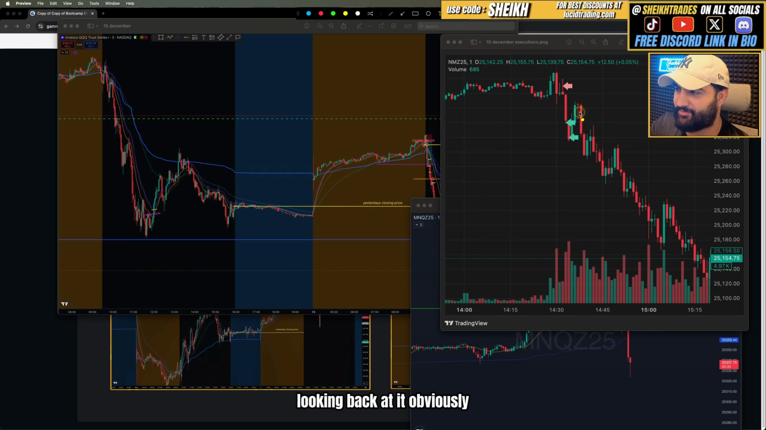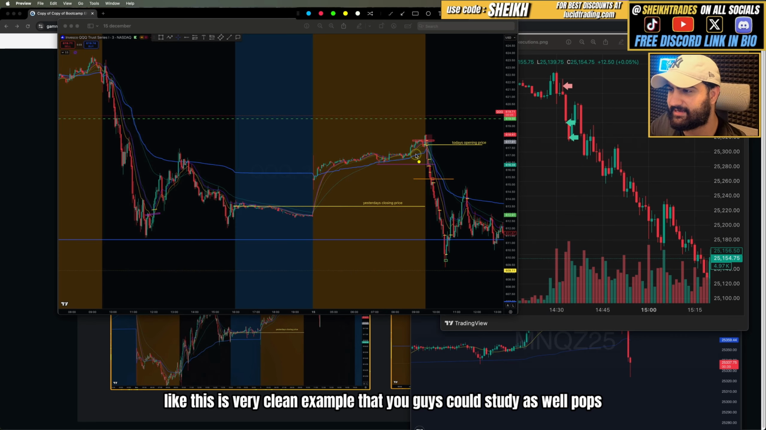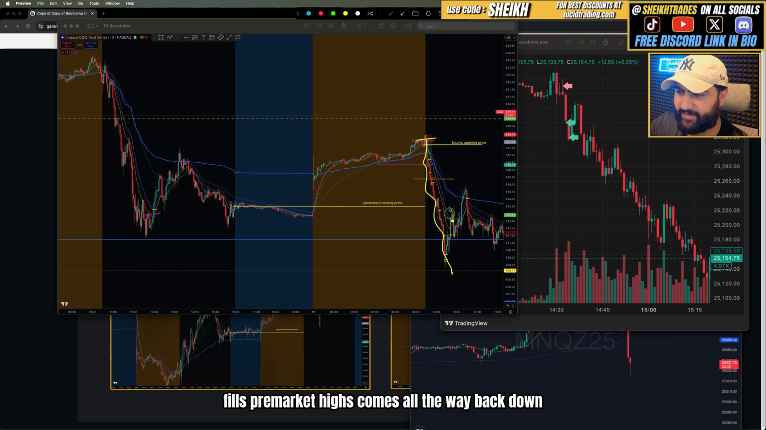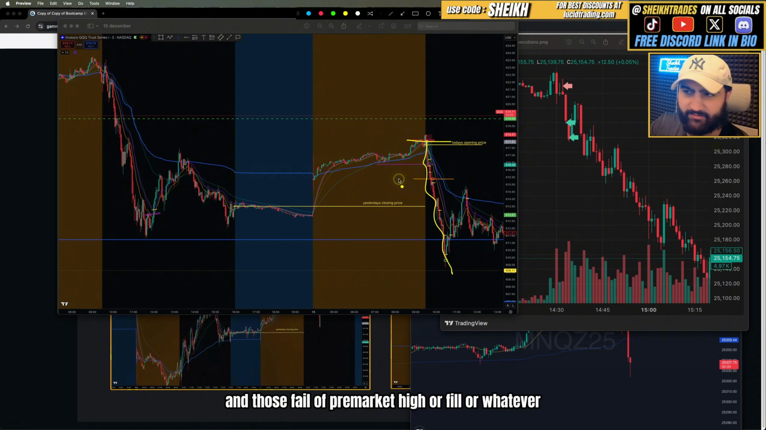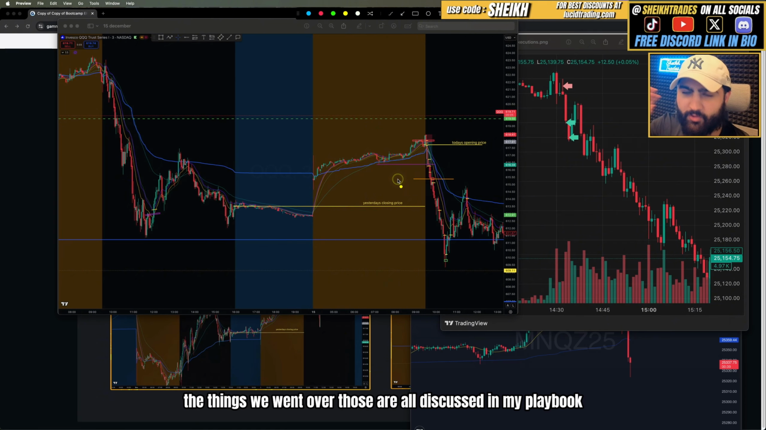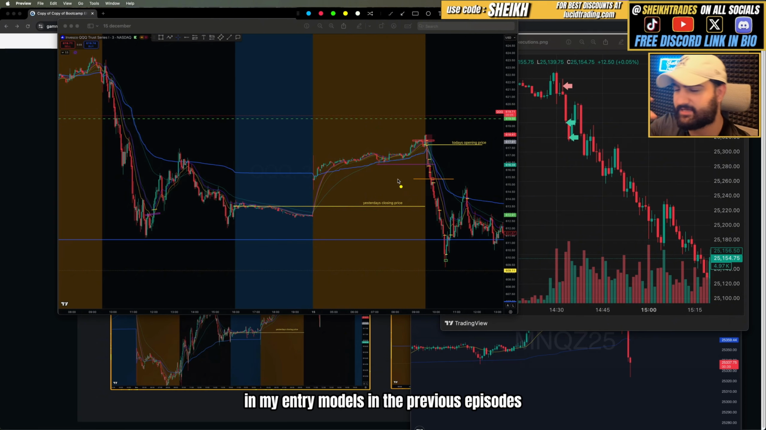Looking back at it, obviously, I should be re-hitting this, and the moment it rolls over like that, I should be making way more, but I'm happy with it. Very nice example. This is a very clean example that you guys could study as well. Pops, fills pre-market highs, comes all the way back down. And those fails of pre-market high or fills, the things we went over, those are all discussed in my playbook, in my entry models, in the previous episodes.